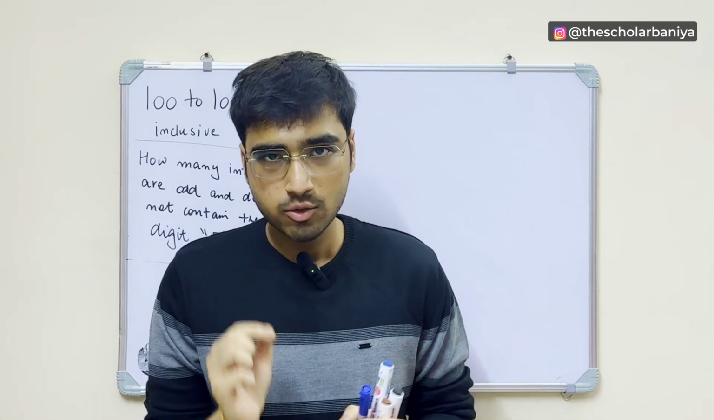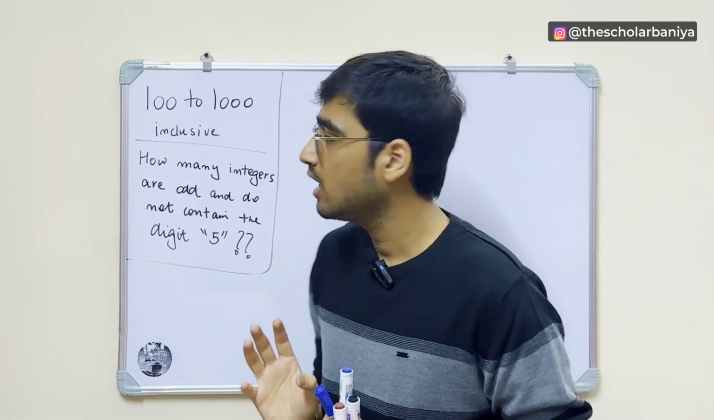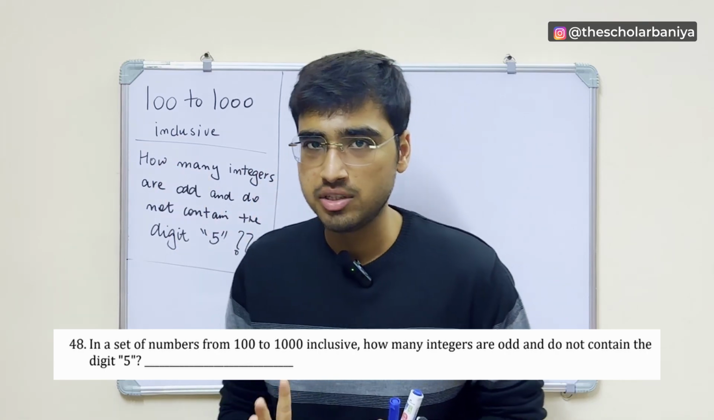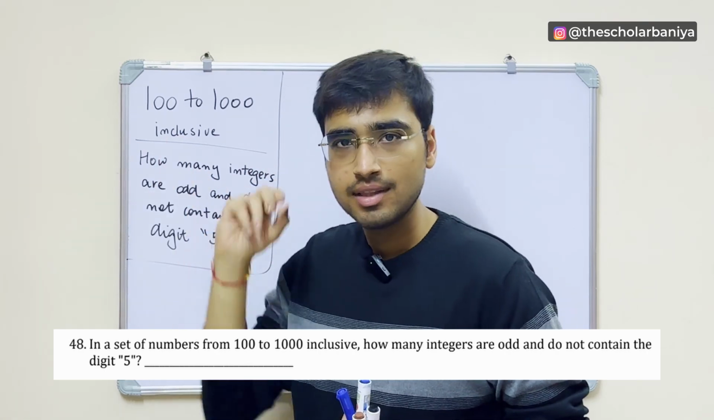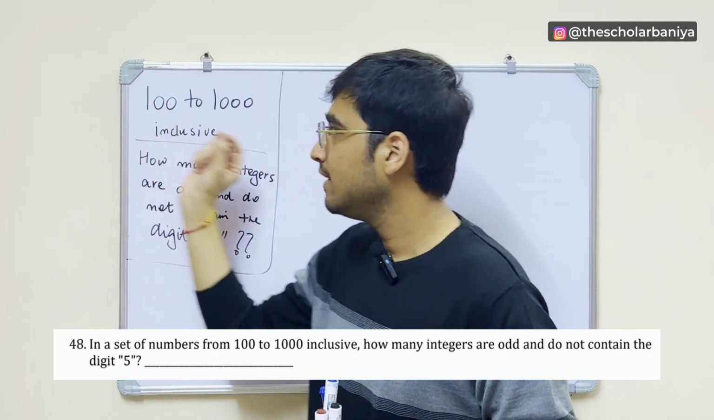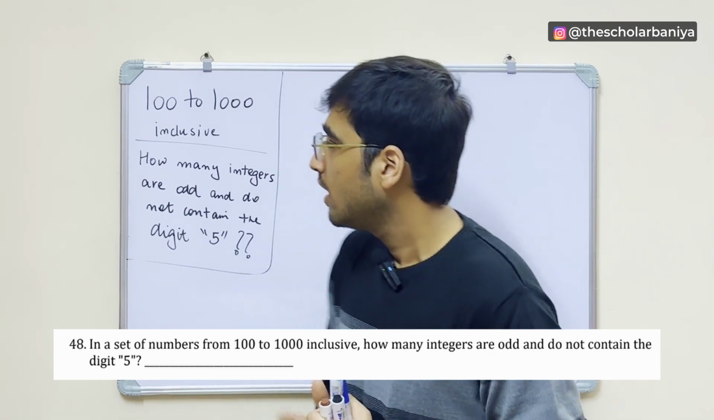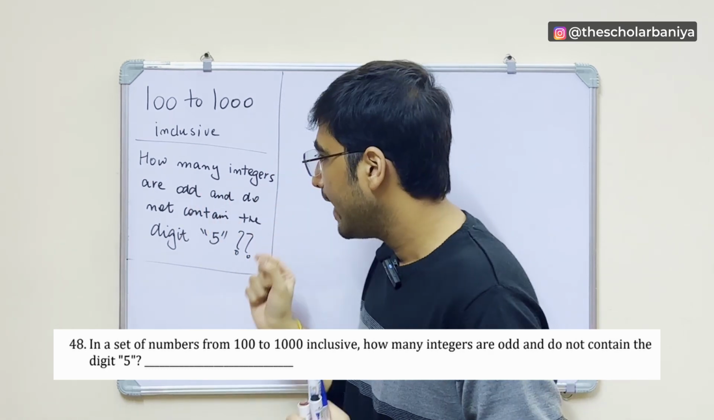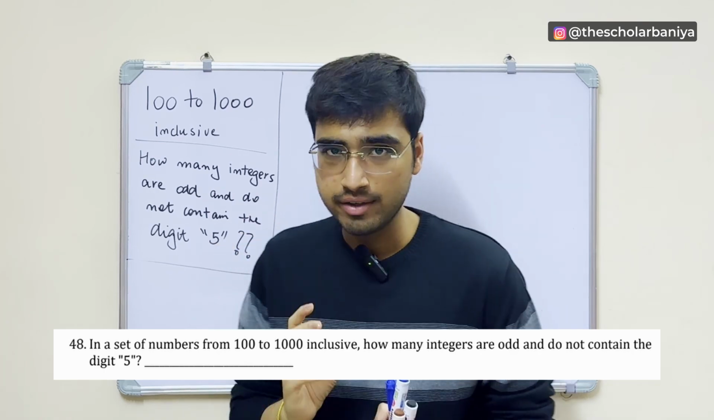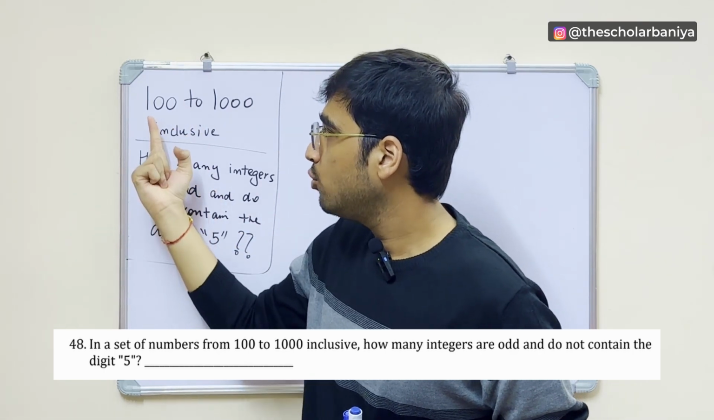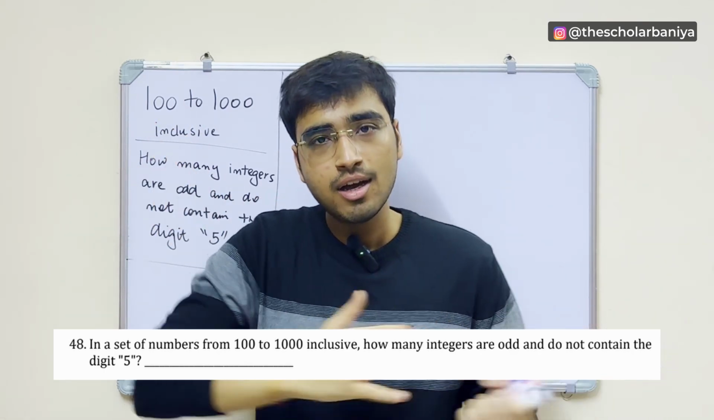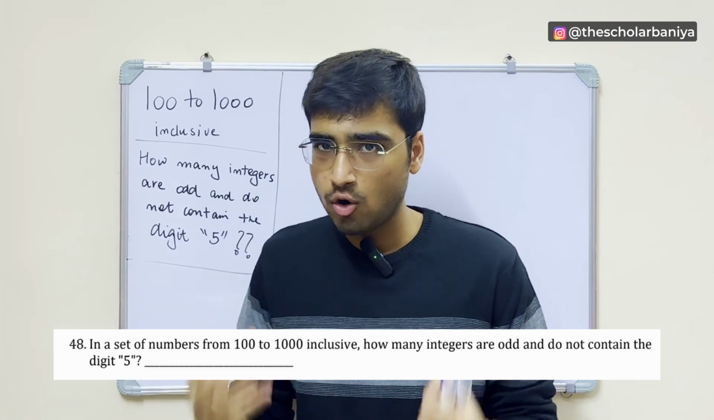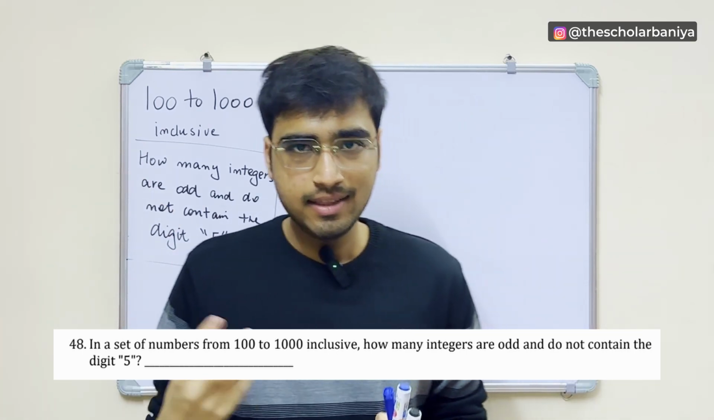So let's move on to the next question, guys. In this question, we are given a set of numbers from 100 to 1000, both inclusive. That means we include 100 and we include 1000 as well. Now we are asked how many integers are odd and do not contain the digit 5. So basically, starting from 100 up till 1000, how many integers are there which are odd and which do not contain the digit 5.